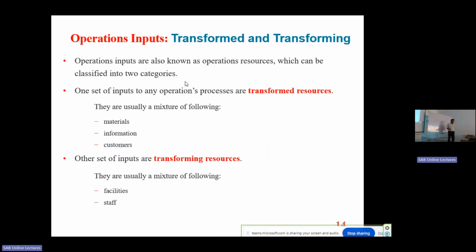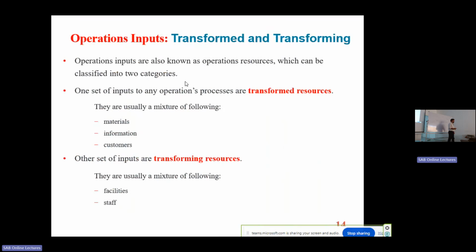So there can be any combination, by the way. No need to restrict to one. Any combination. So we call them transformed resources. Keep in mind, this simple framework is useful for us again and again in our topics. Very simple, but we need to know. Materials are being processed mostly in manufacturing industries, while customers and information are used mostly in services.